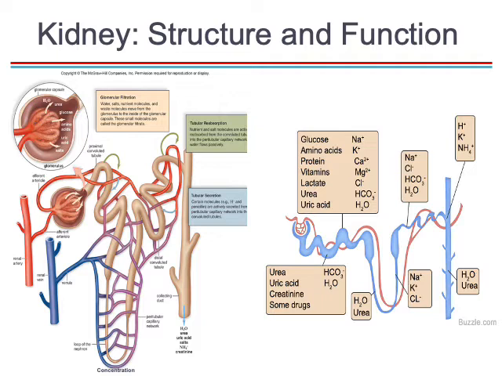The picture on the right is showing you where material is removed from the filtrate. In this case, the nephron is in blue, and the material is put back into the blood. And you can see the blood in red paralleling the nephron.